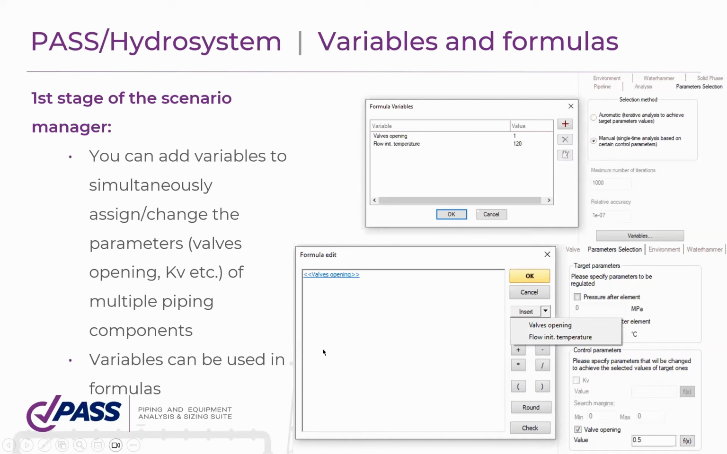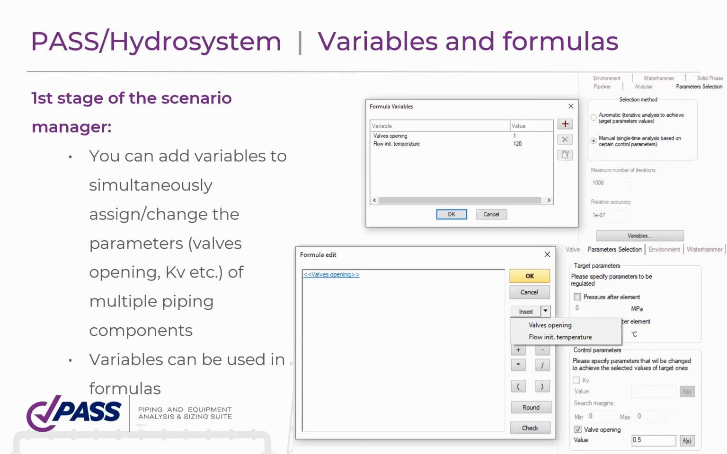And these variables can be used in formulas. So for instance, if you have a very complicated piping system with multiple valves, and you want to calculate this piping system in different modes, in different regimes. For instance, in mode number 1, all the valves are open. In mode number 2, only half of these valves are open. In mode number 3, only 10% of these valves are open, and etc.